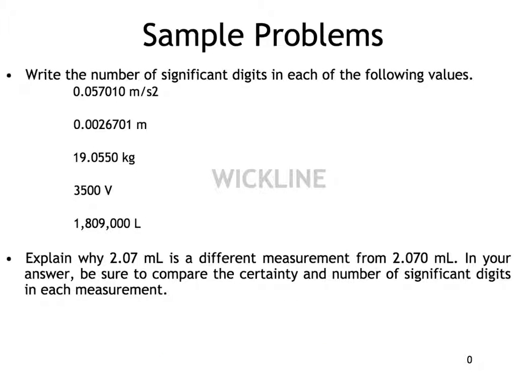Let's do some sample problems now. What I think you should do is pause the video, copy down these values and write the number of significant digits that you think each one has to the side of that value. Do what I did, where you put an overbar over the digits that you think are significant, and then ultimately say how many there were. Also, I want you to answer this question down here, which is to explain the difference between this number and this number. So pause the video and copy and answer these questions.